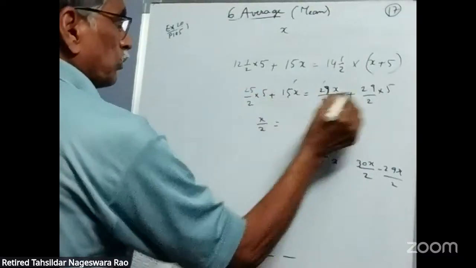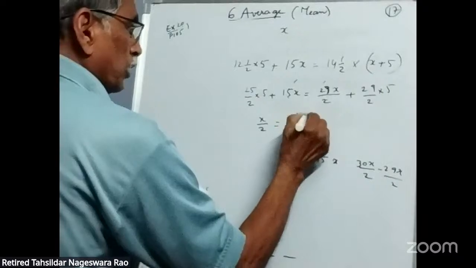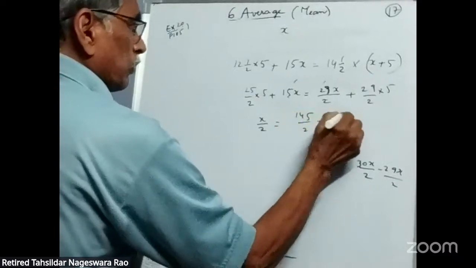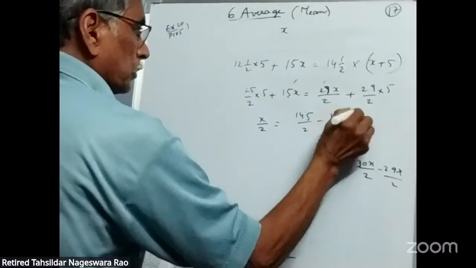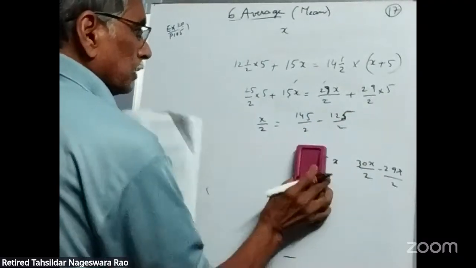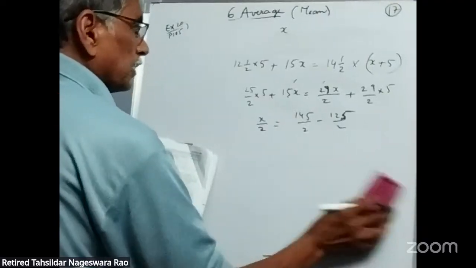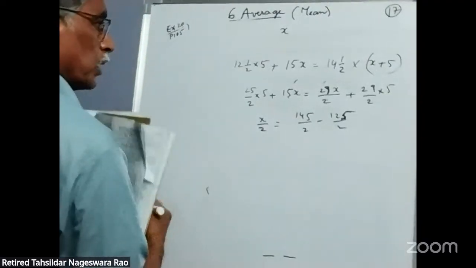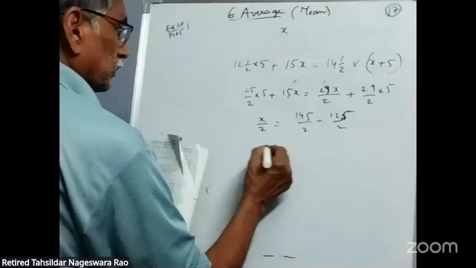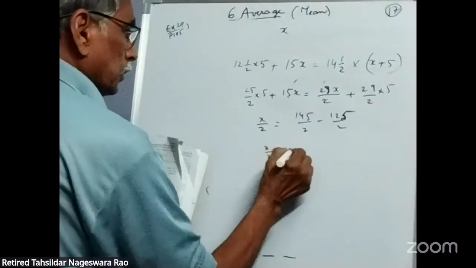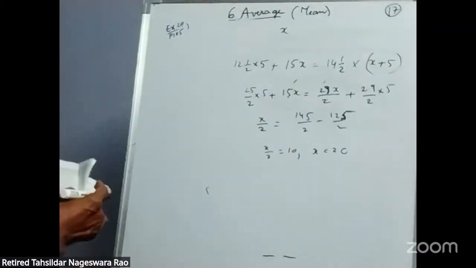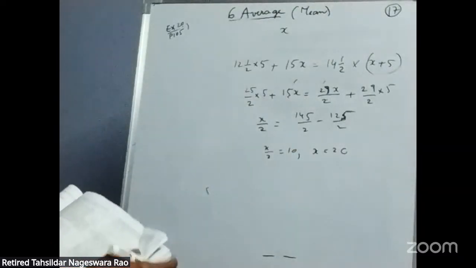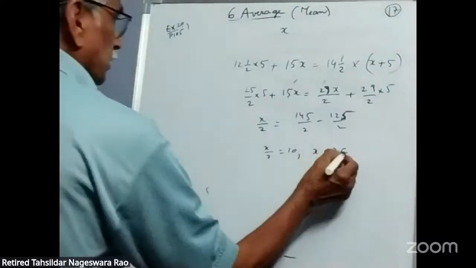This is 125, this is 145. 145 by 2 minus 125 by 2. The denominators are equal, so subtract the numerators. 20 by 2 is 10. x by 2 is 10, or x is 20. The original number of students is 20. That is the answer.